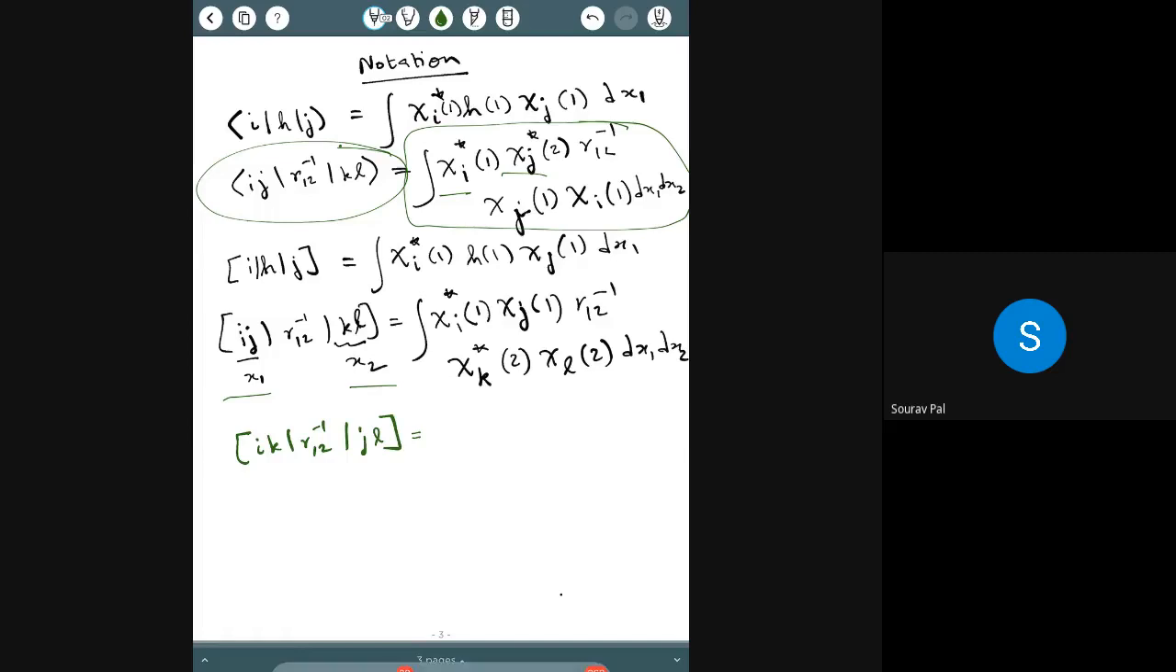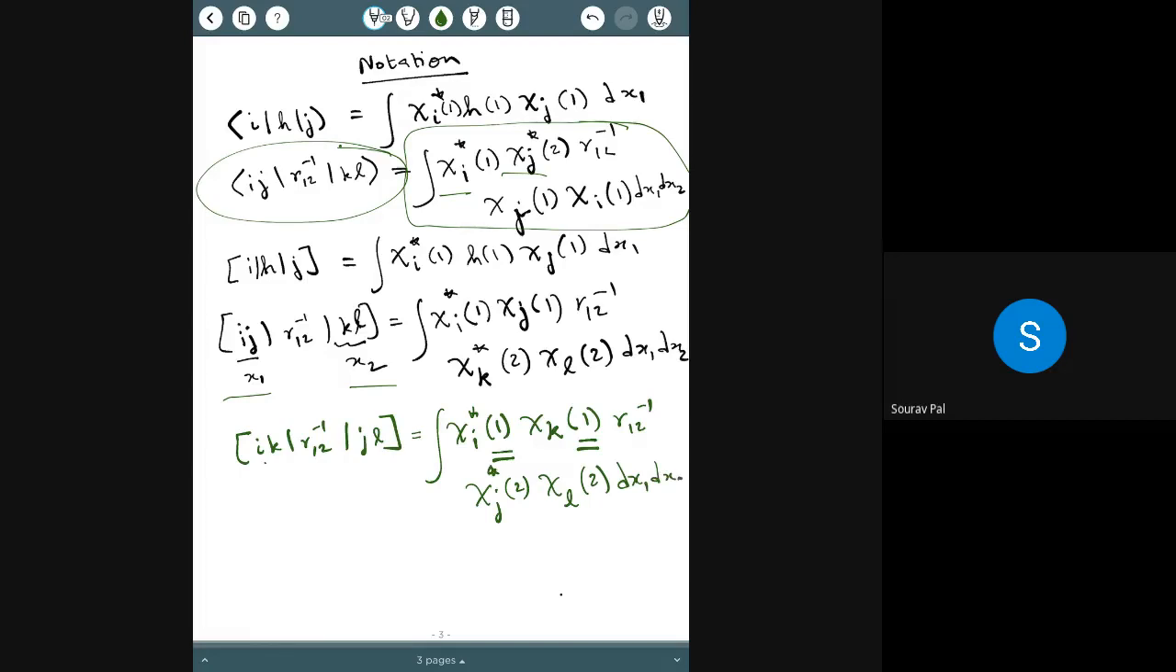So the chemist notation basically treats the first electron first. So chi I star, chi k, for electron 1. The important part is that the first two orbitals are from electron 1. Then you have the operator and then you have electron 2. It takes some time to become comfortable with interchanging the two notations. There is a little confusion. If you do it correctly, it will be fine.